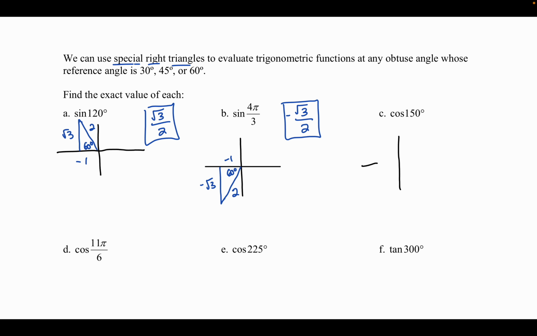All right, cosine of 150 degrees. So 150 degrees, if we draw that on the coordinate plane, it's going to have us end up somewhere around here. It's going to be a 30-degree reference angle. So we have our special right triangles again, remembering our negatives for negative x in the second quadrant. So cosine here is going to be adjacent over hypotenuse. So negative square root of 3 over 2. Okay.